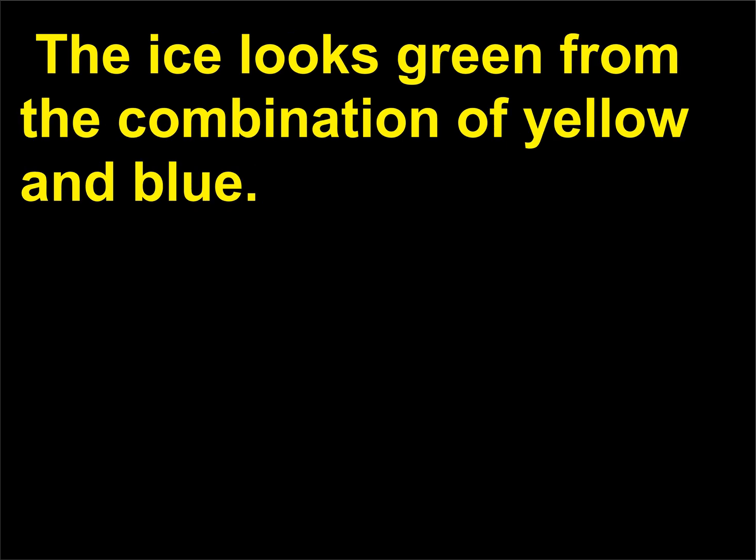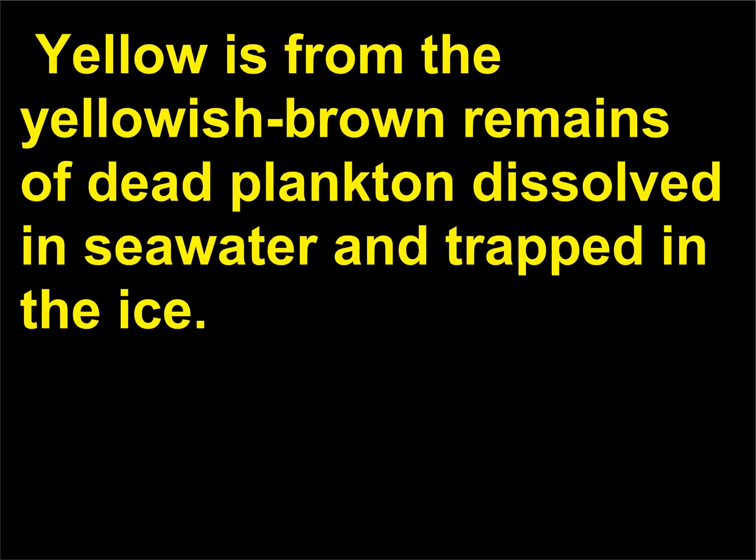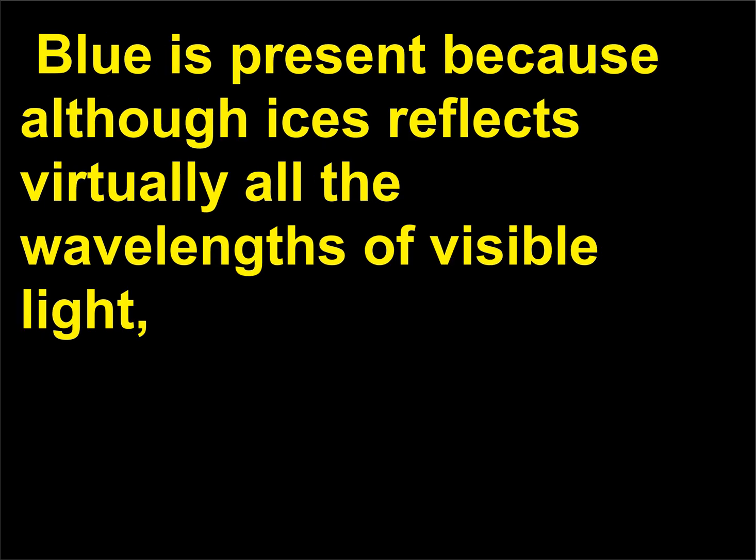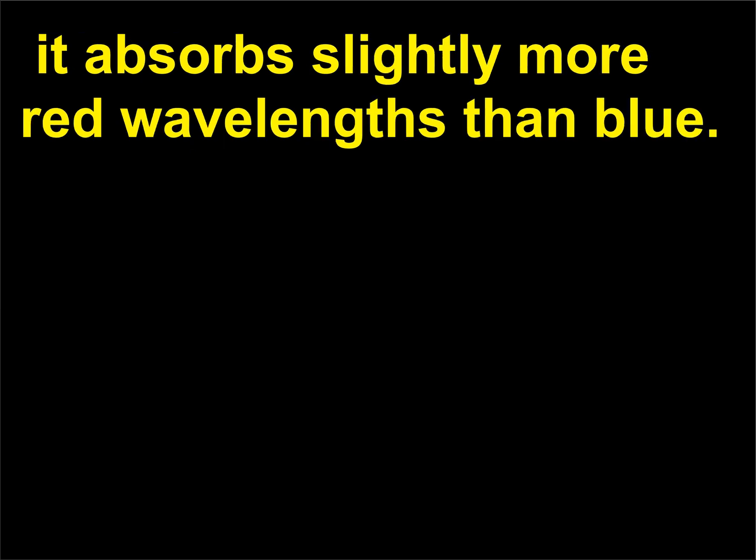The ice looks green from the combination of yellow and blue. Yellow is from the yellowish-brown remains of dead plankton dissolved in seawater and trapped in the ice. Blue is present because although ice reflects virtually all the wavelengths of visible light, it absorbs slightly more red wavelengths than blue.